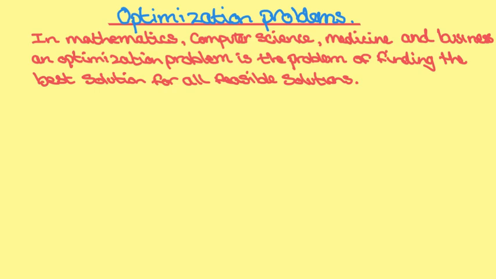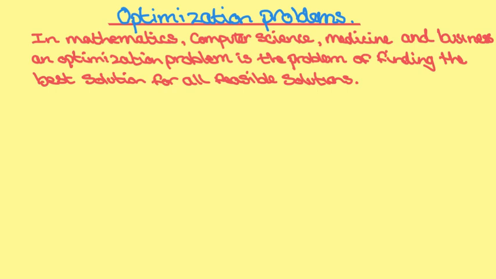In mathematics, computer science, medicine, and business, an optimization problem is the problem of finding the best solution from all feasible solutions. In mathematics, you might be asked to find the maximum size container you can make out of the smallest amount of materials. In business, you might be asked, what is the optimal cost to give you the best profit?